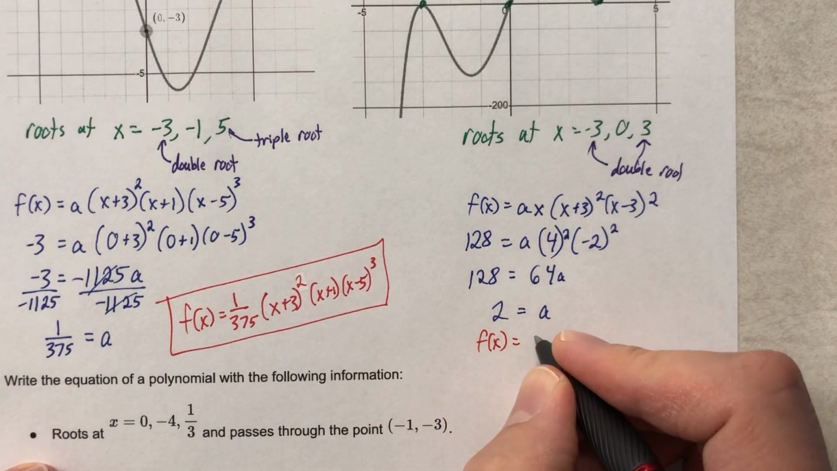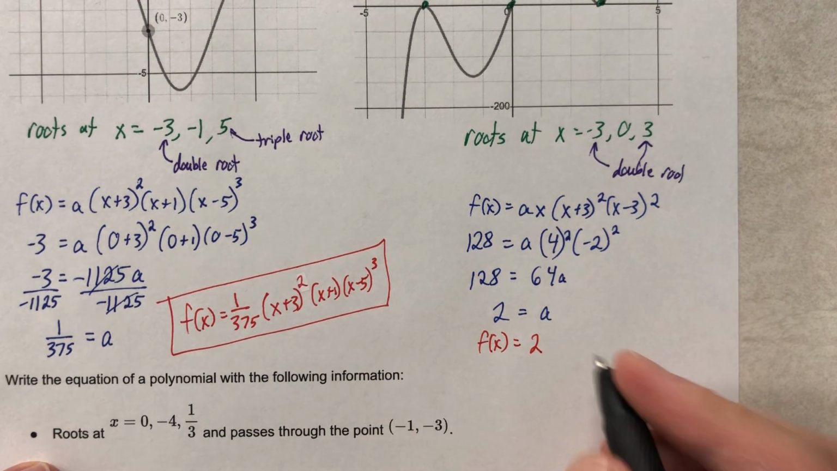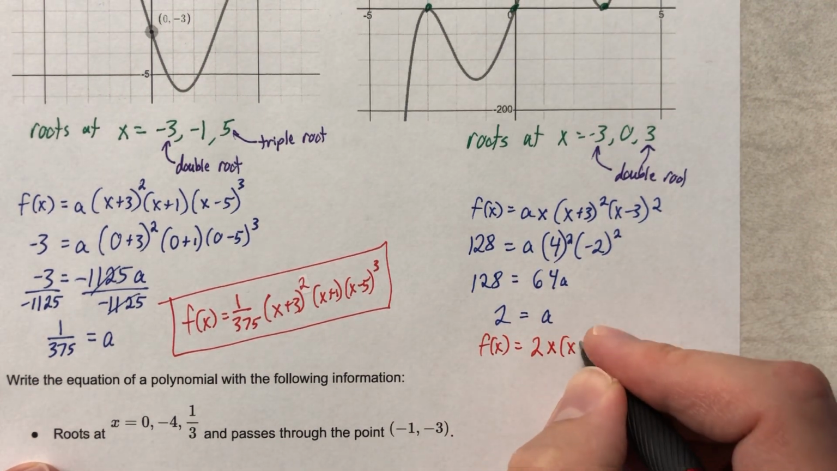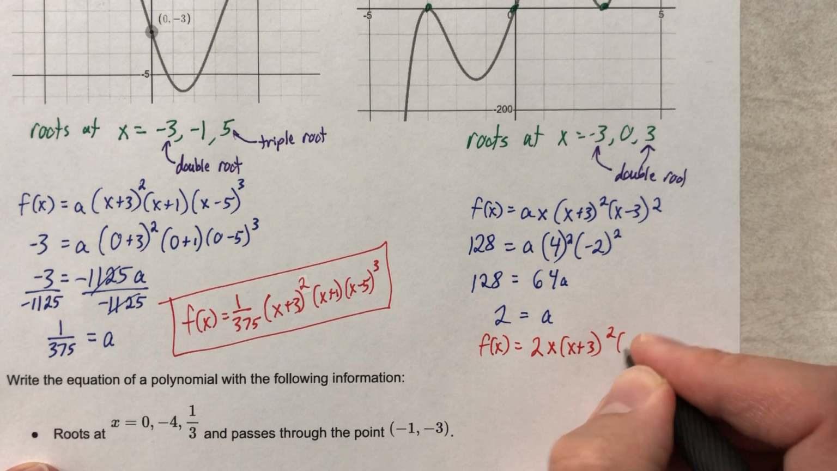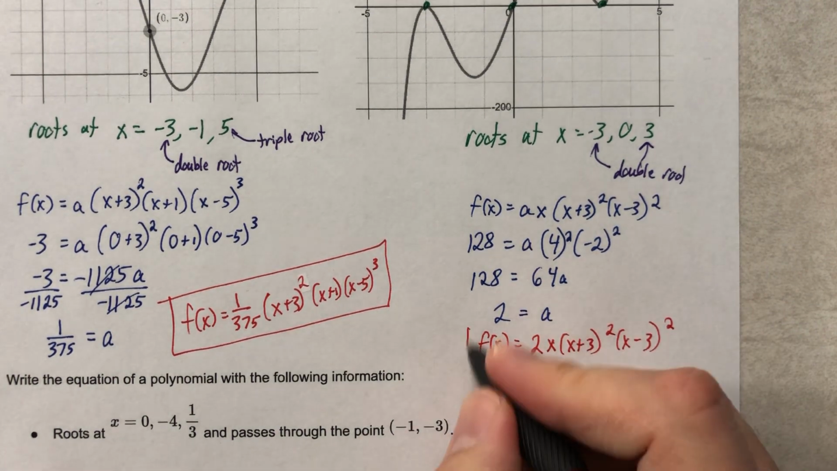F of x equals 2. Where'd you get your 2? It's that. It's A and then all the other stuff. So 2x, x plus 3 squared, x minus 3 squared. There it is. Let's put it in a little red box.